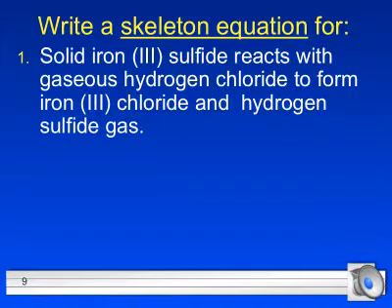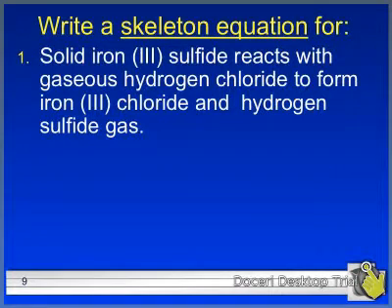Now, for those of you who have taken the ACT or an EOC, what is the most important testing strategy when you're taking a standardized test that's timed?